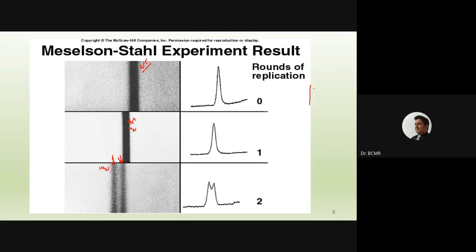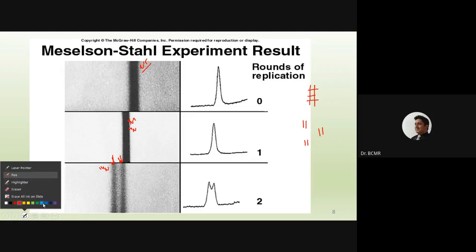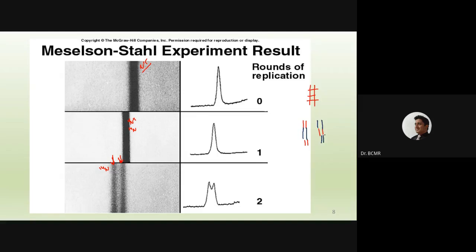So what is happening in dispersive? You will have these parts cut into pieces, and I'll just make up some. Okay, so if a DNA molecule is made like this in the first round, that is where something like dispersive, okay? Just think of it. And this would have formed because each DNA molecule is made up of hybrid N14 and N15, so it would give a band like this.